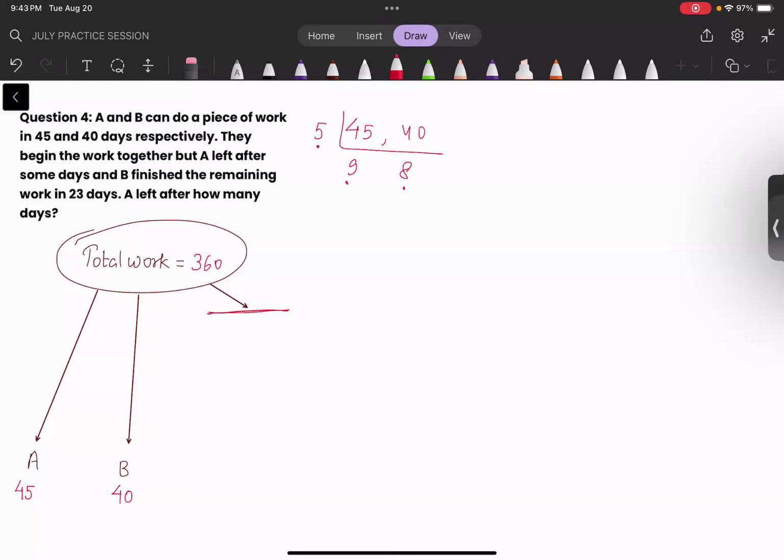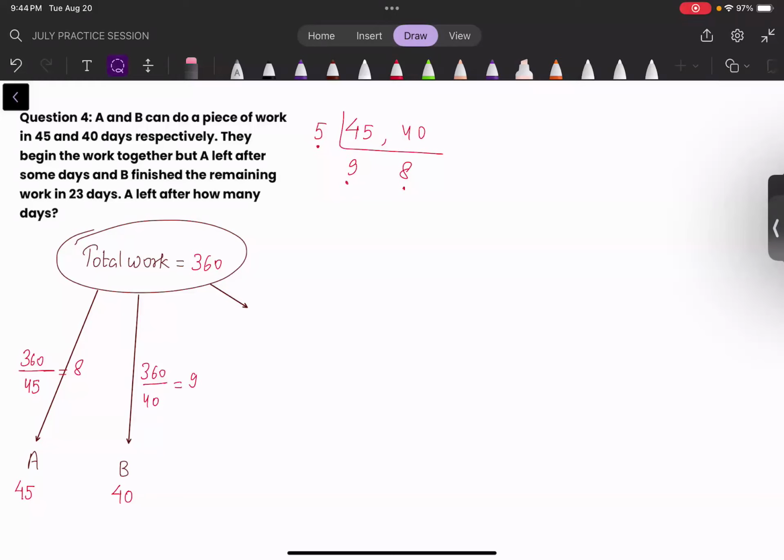Okay, 360. 360 divided by 45. How much is the work rate of A? 360 divided by 45 will give you 8. 360 by 45 will give you 8. Okay, work rate of B, 360 divided by 40 will give you 9. Okay, one more situation is given to us.